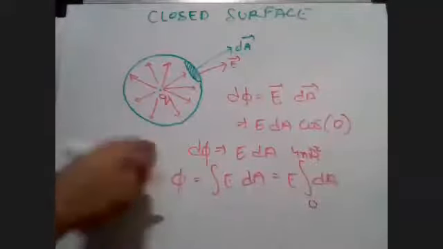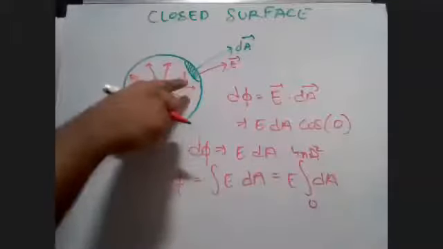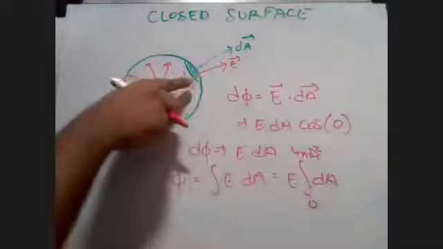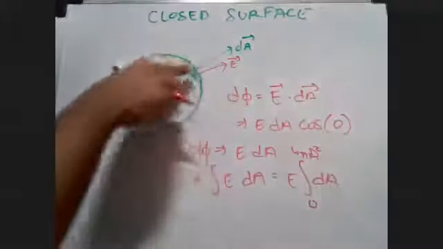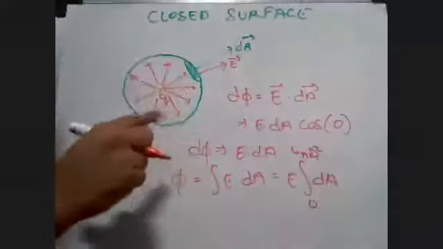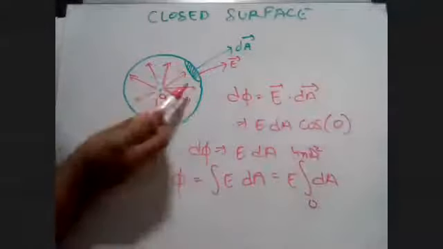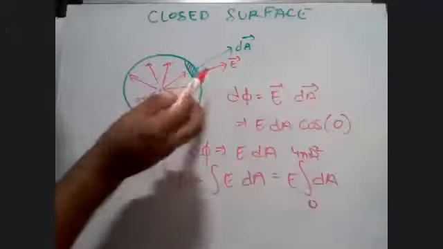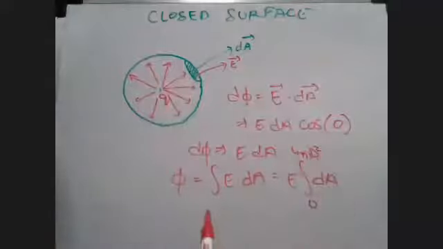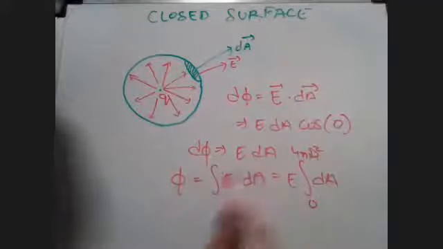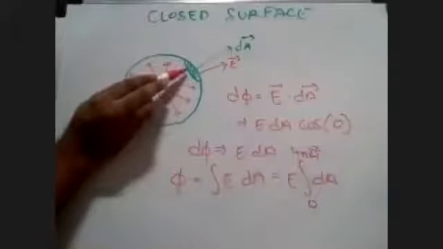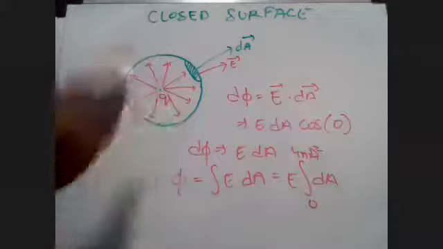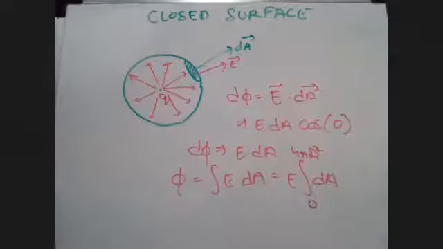If I'm taking a small amount of area over here, I found d phi is equal to E dot dA. Then I said that the angle between the electric field line and this small area vector is 0 through this small area. So I wrote cos 0, and now I know d phi is equal to E dA. Now if I make this small area a large area, the entire area of the sphere, the area of a sphere is 4 pi r square, no?